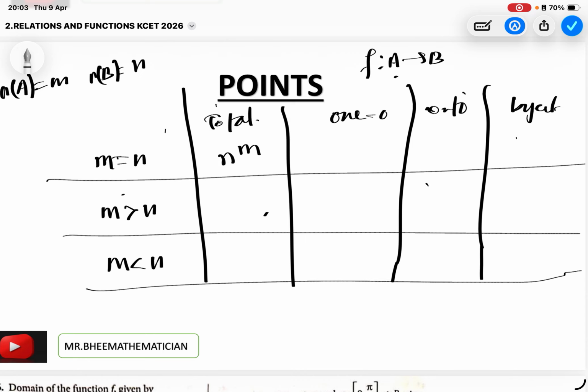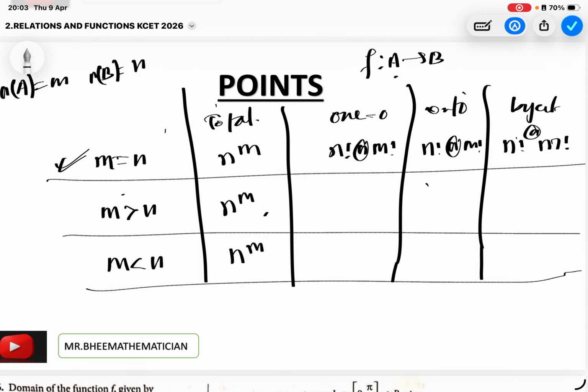Here, if m is equal to n, total functions are n to the power n, one-one functions are n factorial or m factorial. When m equals n, only a bijective function is possible, both one-one and onto. If m is greater than n, the total is again n to the power m. If the first set has more elements, for example 2 to 1, one-one is not possible. So one-one means 0.